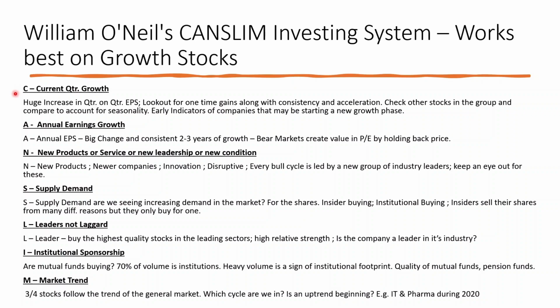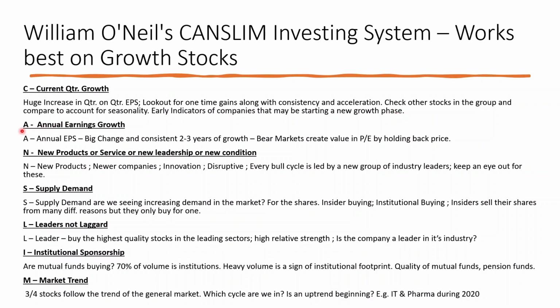First is C, which stands for current quarter growth. We are looking for a huge increase in the current quarter, say something along the lines of 20% plus, and look out for a big one-time gain, which comes after a period of consistency and acceleration in earnings. Also check other stocks within the group to make sure that it's not the seasonal nature that is causing this, but that our stock is actually outperforming its peers. This is an early indicator of companies that may be starting a new growth phase. So look for sustainable, reasonable, and industry adjusted growth.